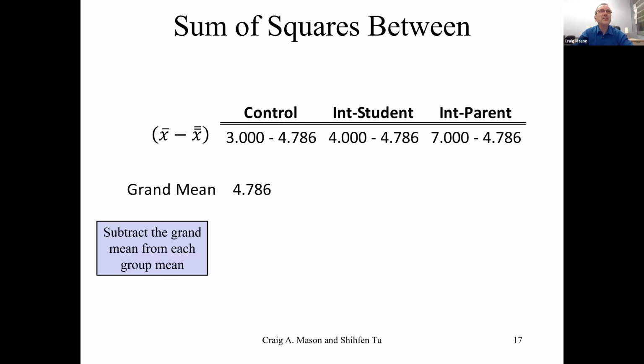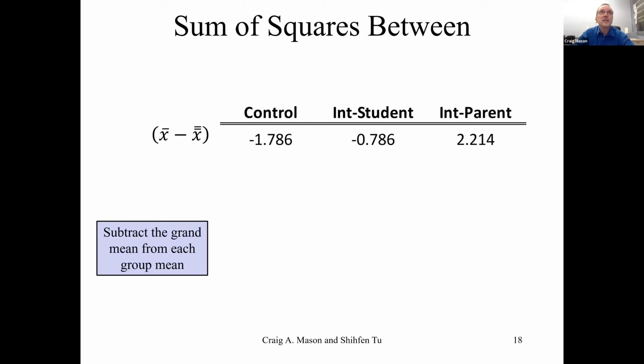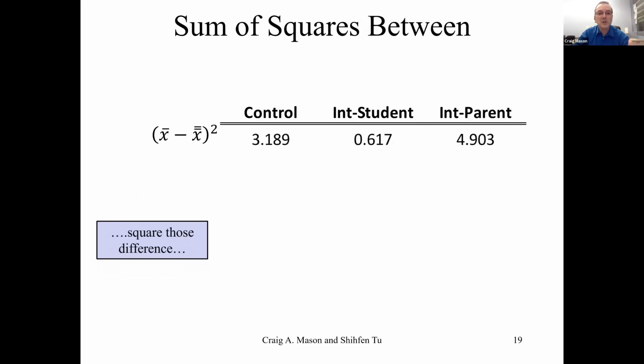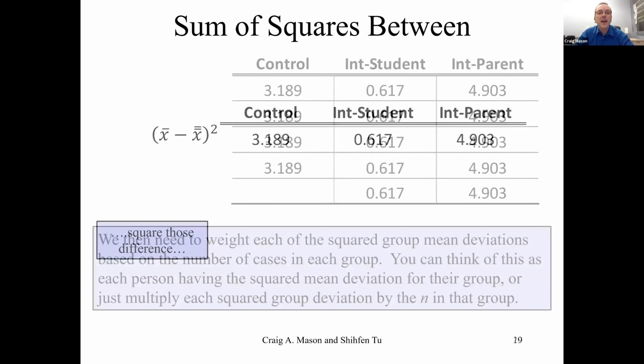Let's keep going. The key is that the bar and the double bar is the group mean minus the grand mean. Okay, so we do that and we get the deviations from the grand mean. And then because we're doing sum of squares, we need to square those deviations. So there's our squared deviations of each group mean from the grand mean, right?